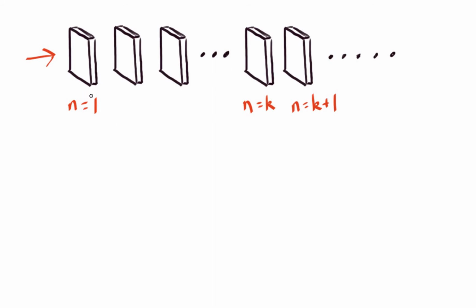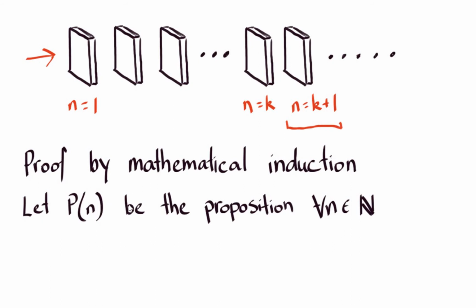So when the first domino falls, n=1, then because of this, the second domino will fall, because 1 + 1 is 2. But then if the second domino falls, then the third domino must fall, and so on. So this is an analogy for the process of mathematical induction. So let Pn be the proposition for all n that belongs to the set of natural numbers. And to use mathematical induction to prove this proposition, we go through 3 formal steps.